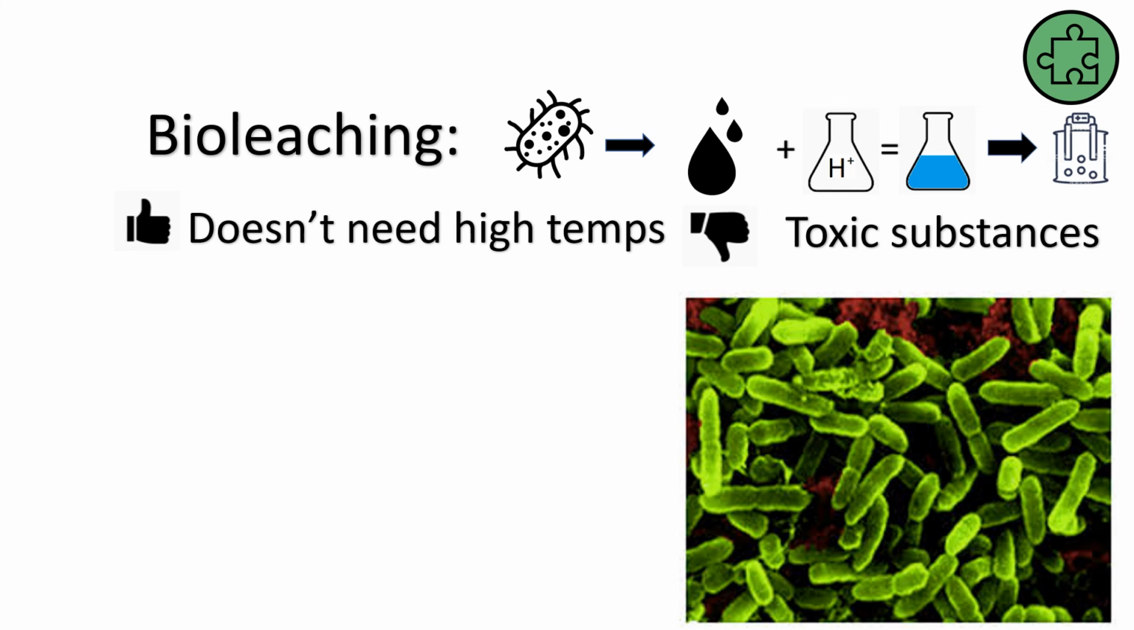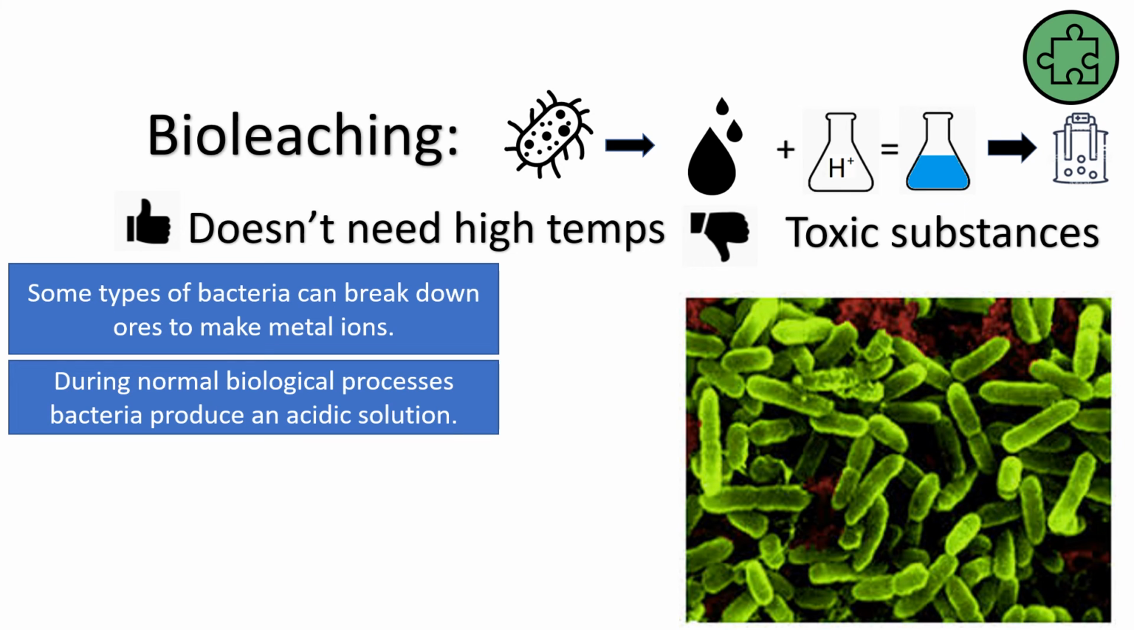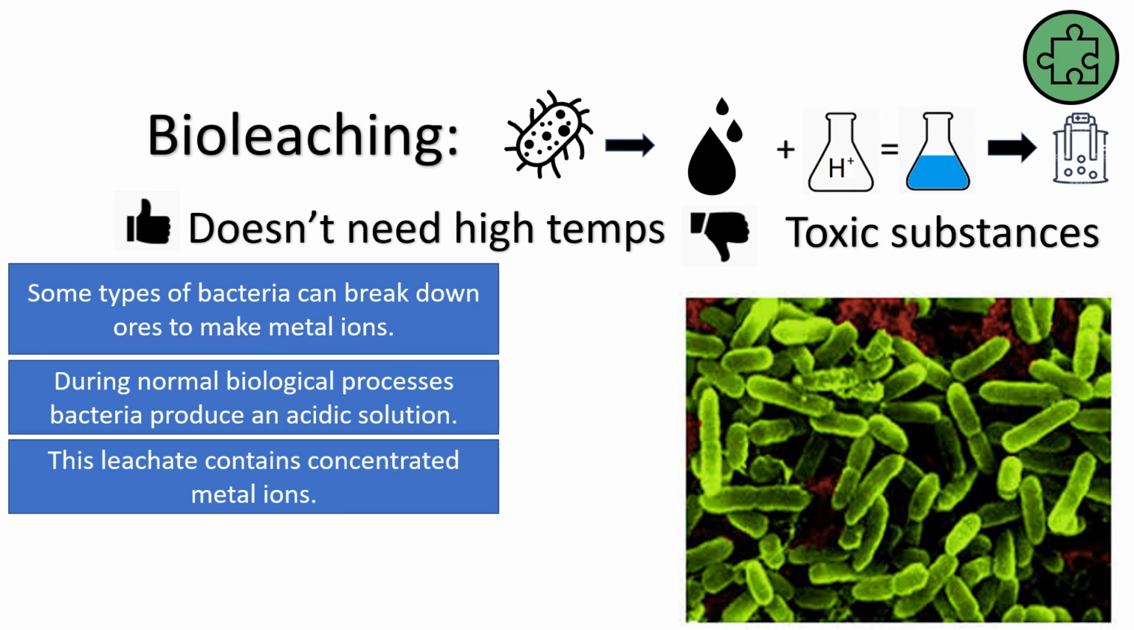So I've used the dual coding to help you see if you can remember, but the basics is this. Some types of bacteria, not all bacteria, can break down the rock ore by extracting the metal ions as they carry out their normal biological processes. During these processes, bacteria absorb these metal ions from the rocks and produce an acidic solution. So that's the second part of the dual coding. And this acidic solution is called a leachate.